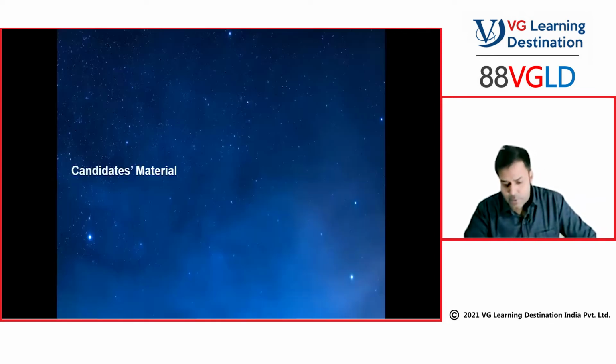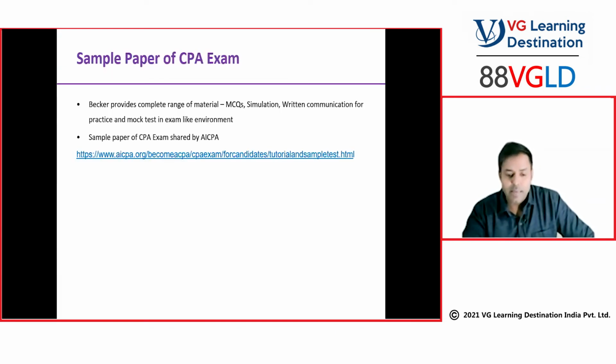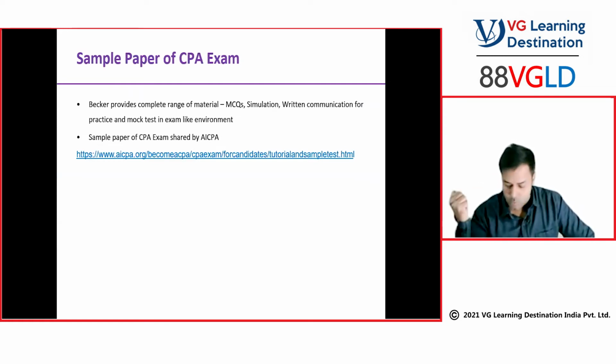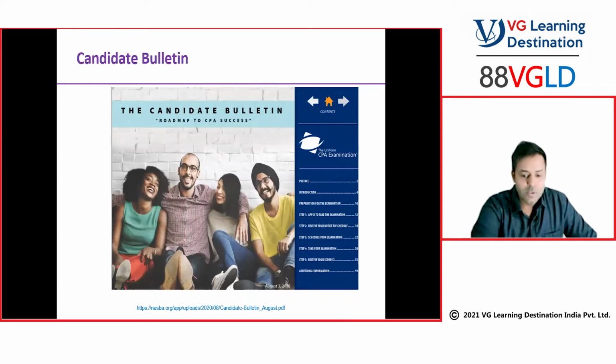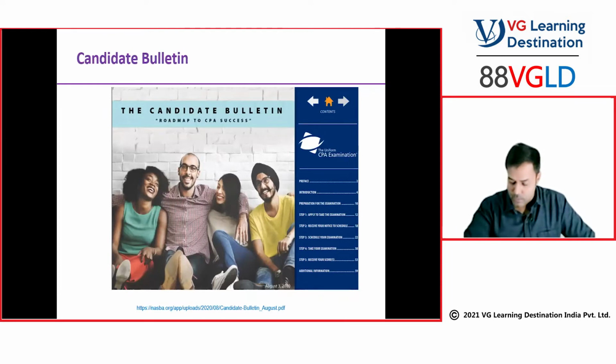Okay, candidate material. So in case you want to see what is the pattern for the CPA, you can definitely go to the CPA examination, AICPA website. There you will find everything. You will find the pattern. In that case, you can find the mock papers also over there. Generally, NASBA also keeps on releasing their candidate bulletin. So in case you want to know anything about this, you keep on referring to the NASBA circular also.